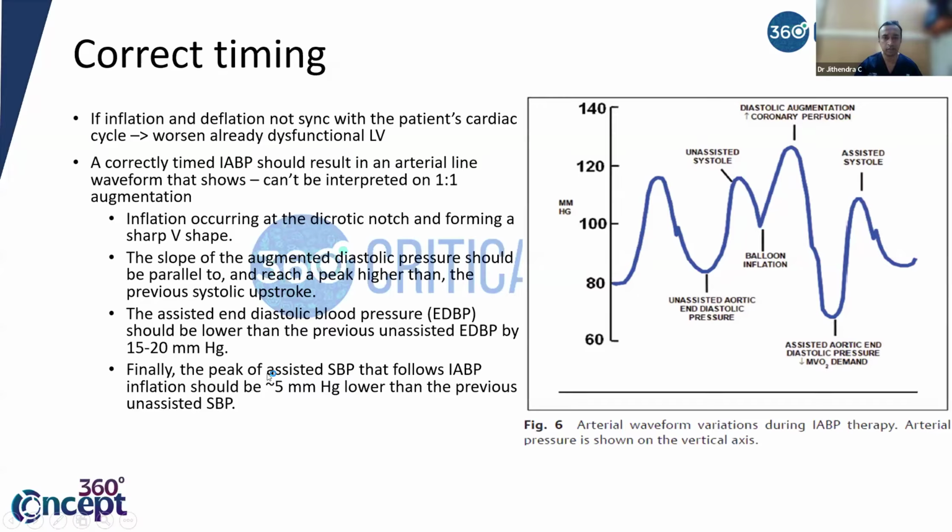Okay, I've already described this. So what should be the significant drop? I told you the diastolic augmentation at least should be 15 to 20 millimeters, and your end diastolic pressure should drop at least by 5 millimeters. So this is the most important one.